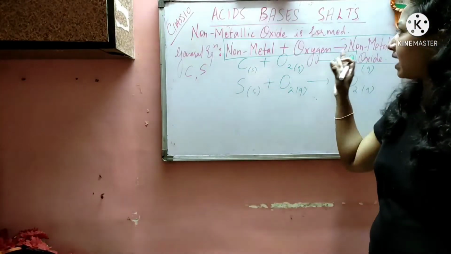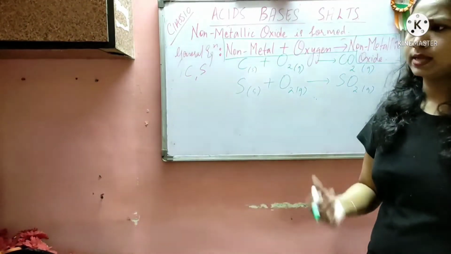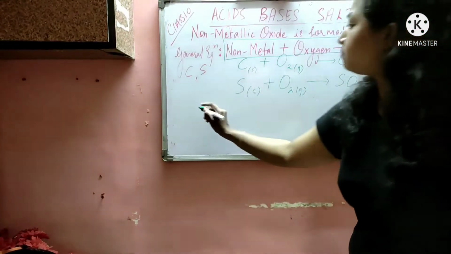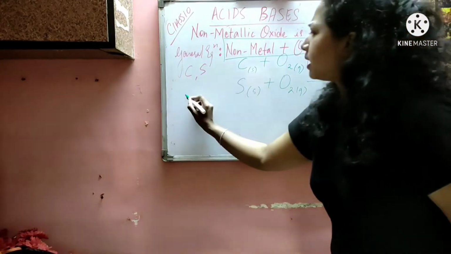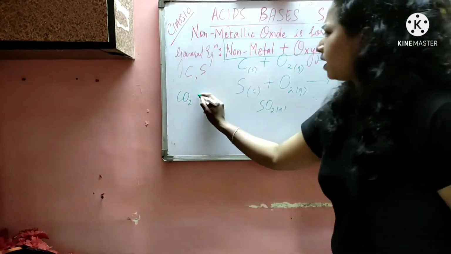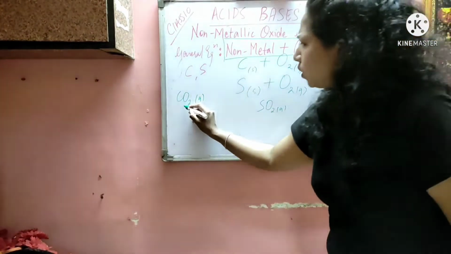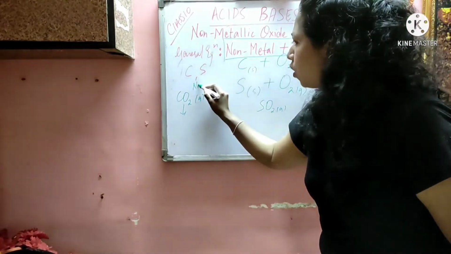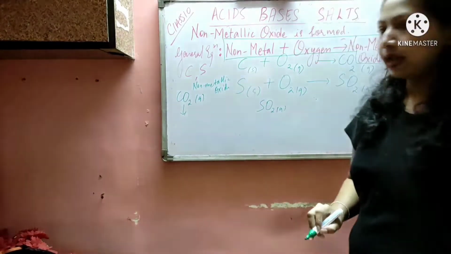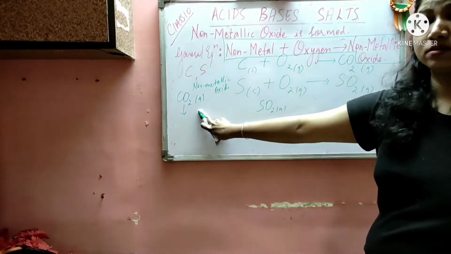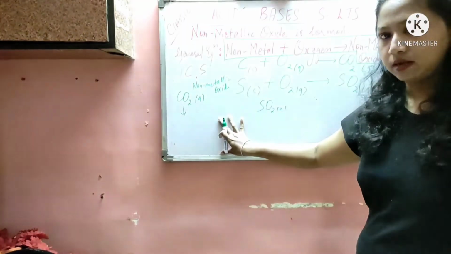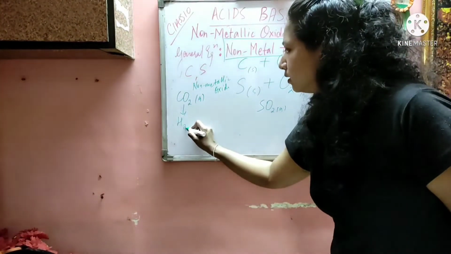Okay, so non-metals when they react with oxygen, what you get, guys, is non-metallic oxide. Now let's see how non-metallic oxides are acidic in nature. Let's see. What we have prepared is carbon dioxide gas and sulfur dioxide gas. So if you dissolve these, these are what, guys? These are non-metallic oxides, which we have just prepared: carbon dioxide and sulfur dioxide. These are non-metallic oxides. So when you dissolve them in water, what do you get, guys?